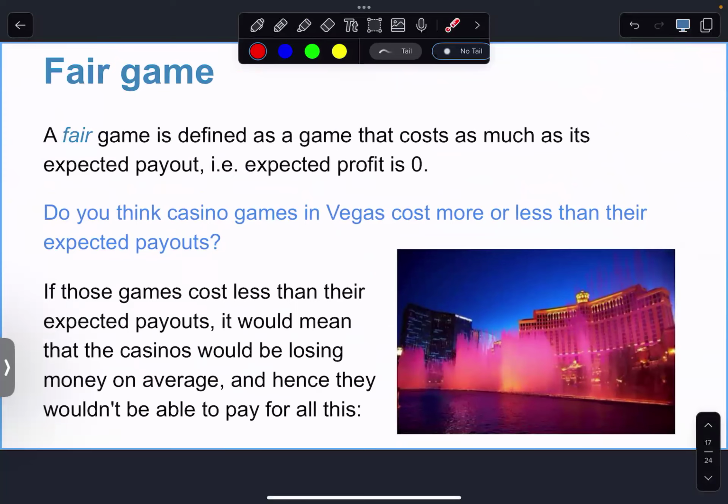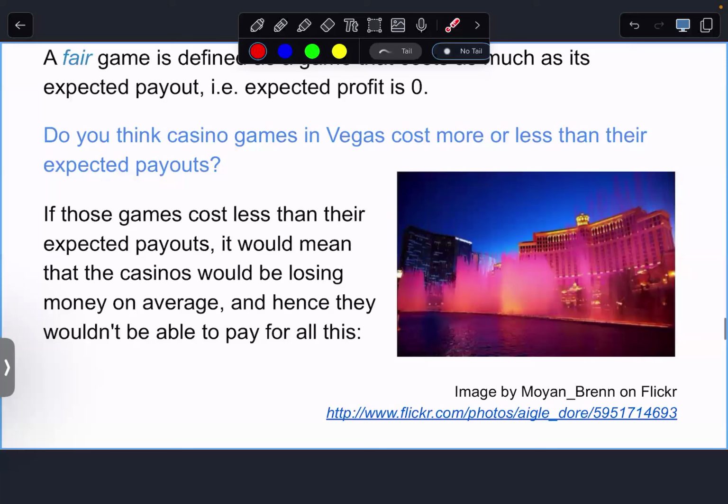So by definition, a fair game is a game that costs as much as the expected payout, right? And so the expected profit should be 0 for a fair game. Okay? And so do you think casino games in Vegas cost more or less than their expected payouts? Probably not a fair game, but right.